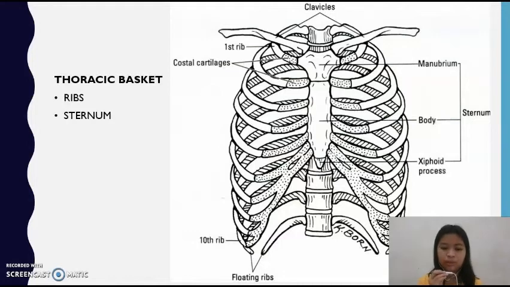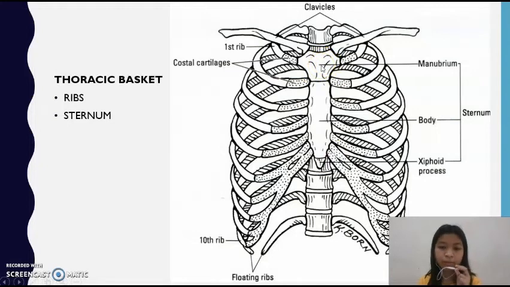Again, true ribs, false ribs, and floating ribs. Dun sa true ribs, it is the first 7 pairs. It is called true ribs because it is attached to the sternum. Okay, so we have here 7. Tingnan natin kung tama to. 1, 2, 3, 4, 5, 6, 7. So, 7 pairs. Ayan. Yung naka-attach nga sa ating sternum.